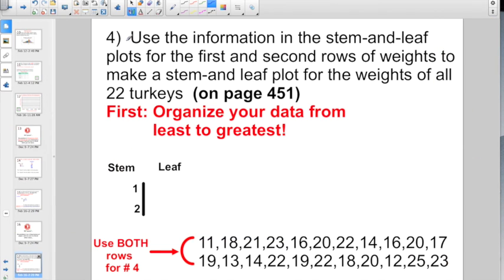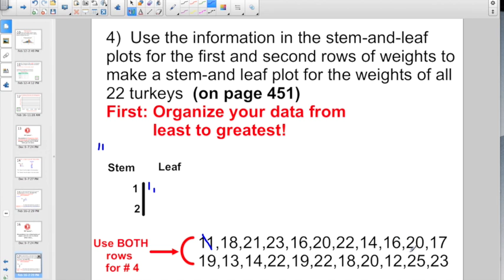All right, welcome back. Problem number 4 says use the information in the stem and leaf plots for the first and the second row of weights to make a stem and leaf plot for the weights of all 22 turkeys. Again, the first thing we have to do is organize this data from least to greatest. Looks to me like the smallest number in this list of all 22 would be 11, right? So under my stem of 1, I could put a leaf of 1 to represent 11.